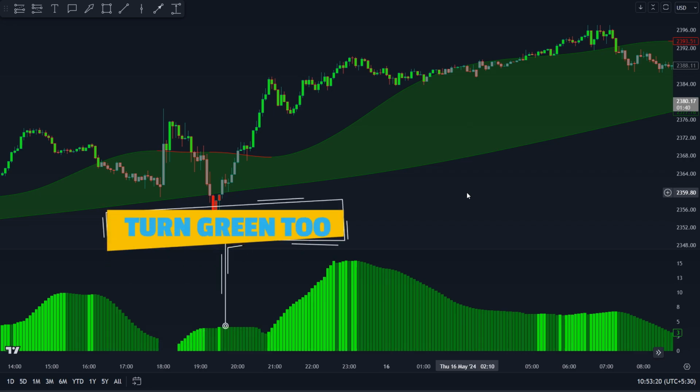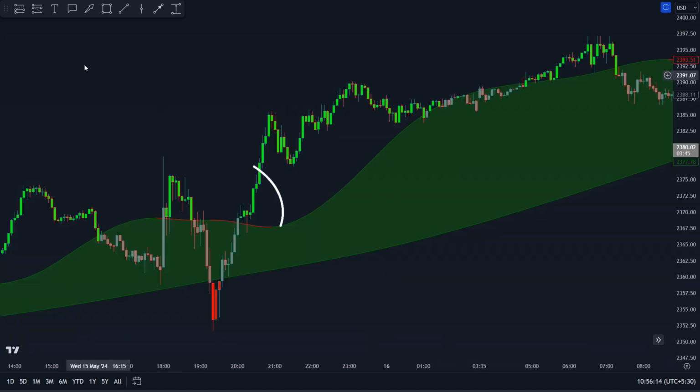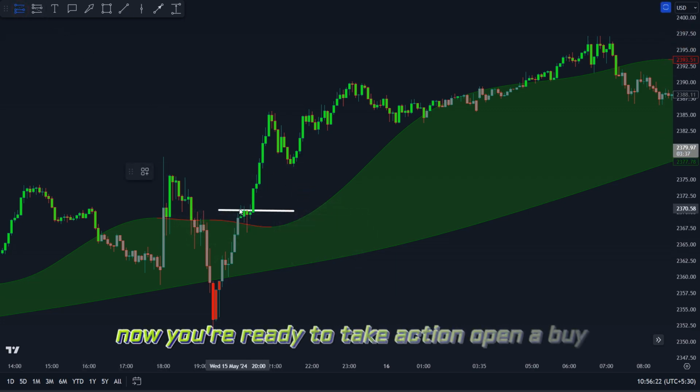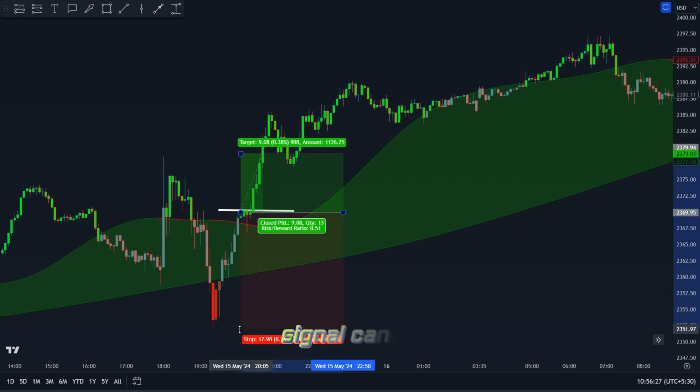Remember our green friend, the trend follower histogram? We need it to turn green too, like a final confirmation that the road is clear. Think of it as a green arrow sign saying buy now. Once you see that first green bar, that's your green light to enter a buy trade. Now you're ready to take action. Open a buy position at the closing price of that signal candle.